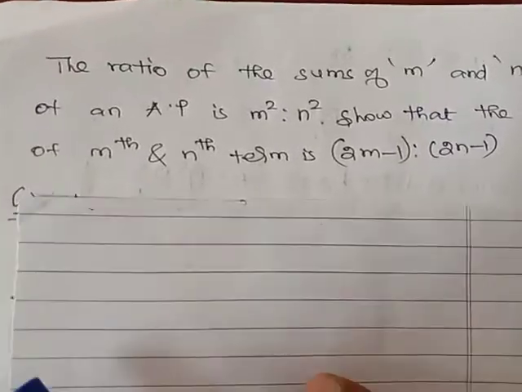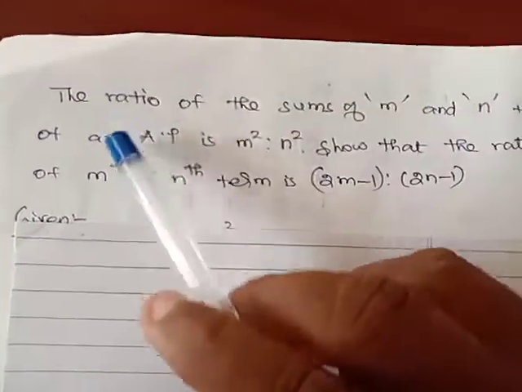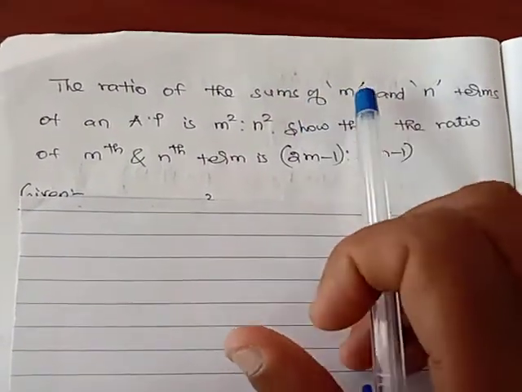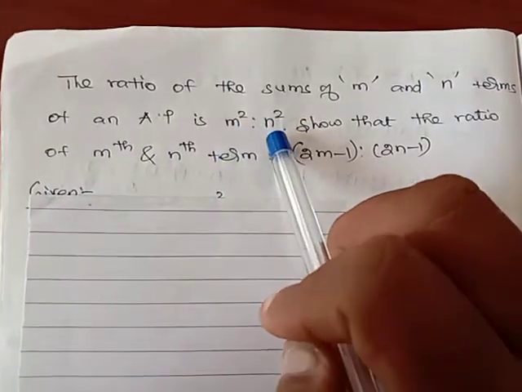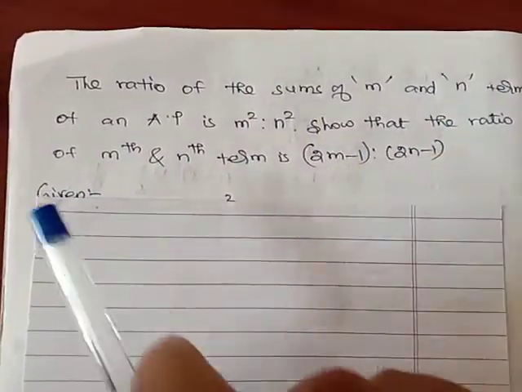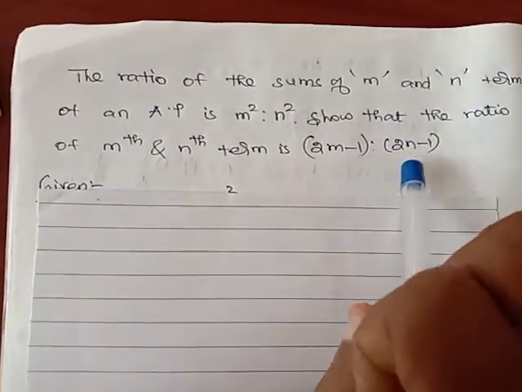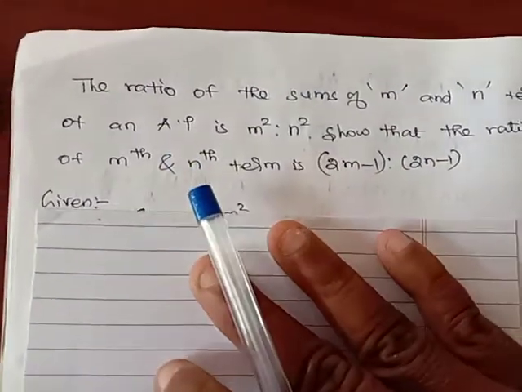Hi students, in this video we are going to solve problems from the NCERT textbook. The question is: the ratio of the sum of m and n terms of an AP is m square is to n square. Show that the ratio of the mth and nth term is 2m minus 1 is to 2n minus 1. I will explain the question and then we will get into the solution.